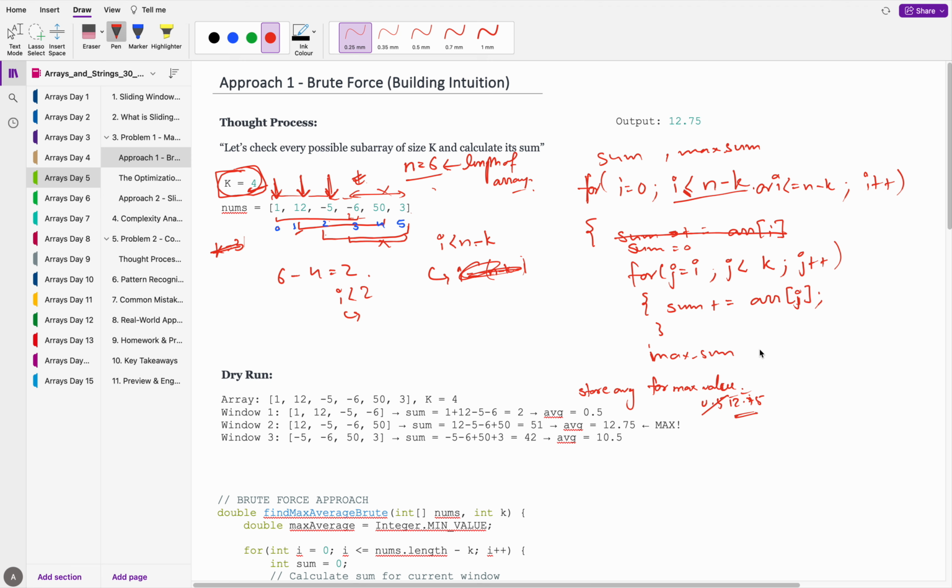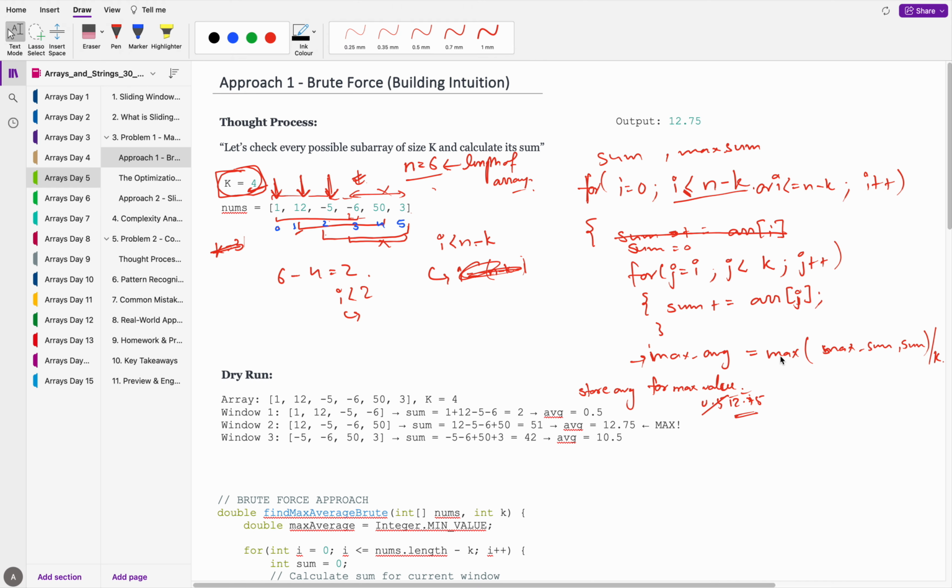Sorry, we have to take max average. Max average is equal to max of max average, comma sum divided by k. Okay, this is a rough formula.